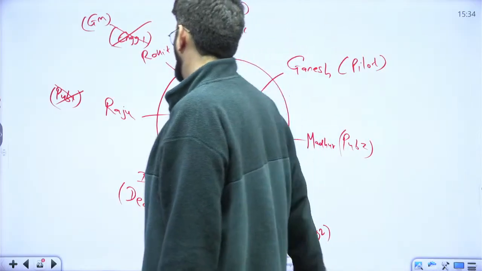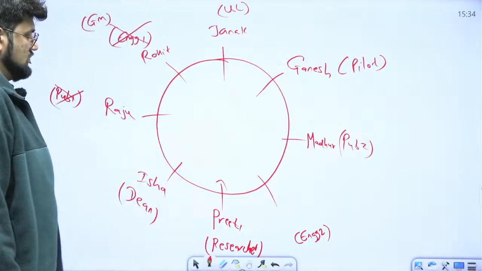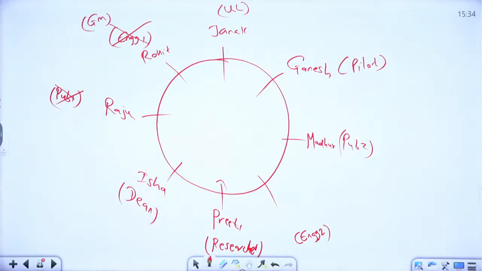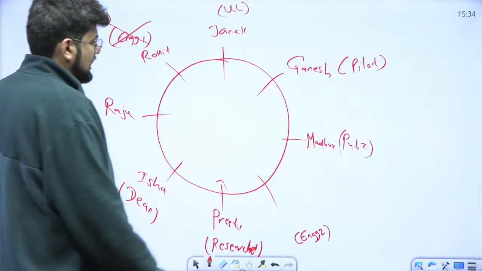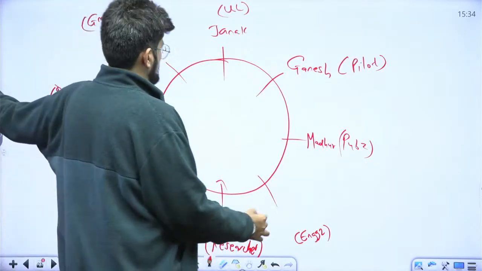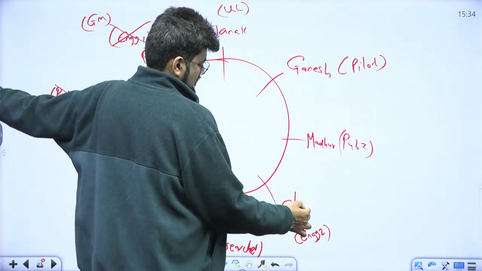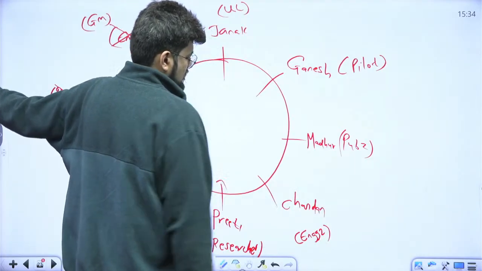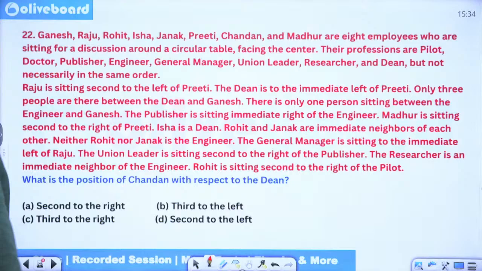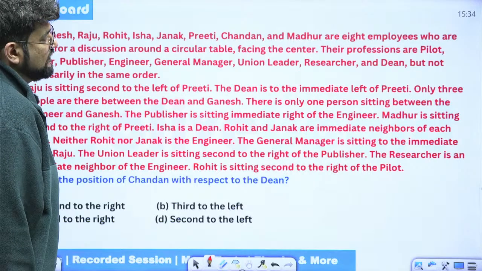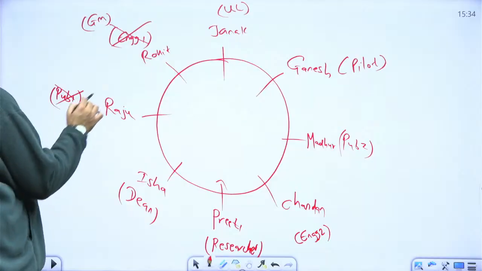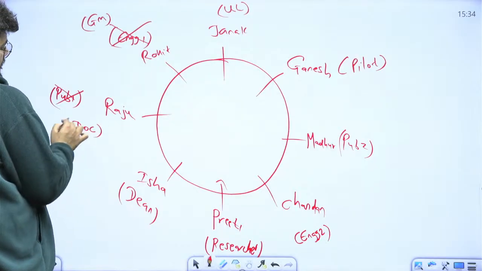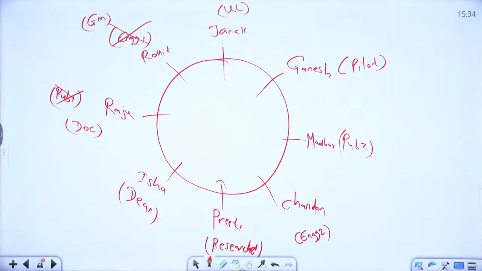And I think we know now the names and occupations of everybody. Who's left? In terms of names, I think it's Chandan. So Chandan is the guy here. Chandan is the engineer. And what is the profession which is left? Engineer, publisher, doctor. So this guy is a doctor. Raju is a doctor. Okay, this is the complete arrangement now.